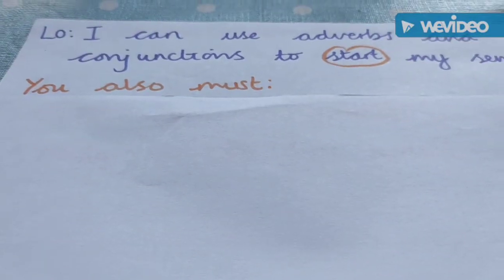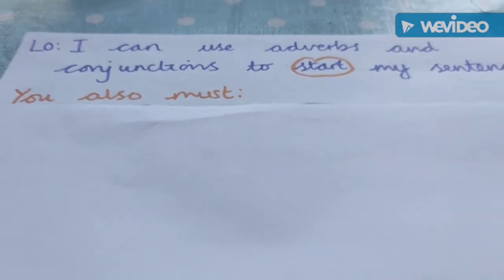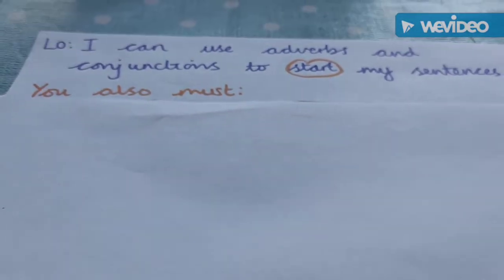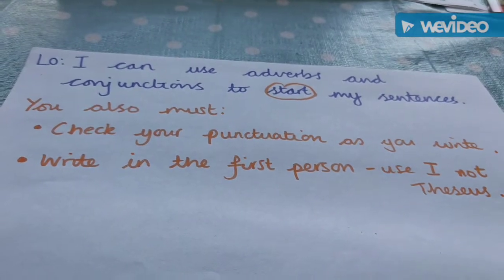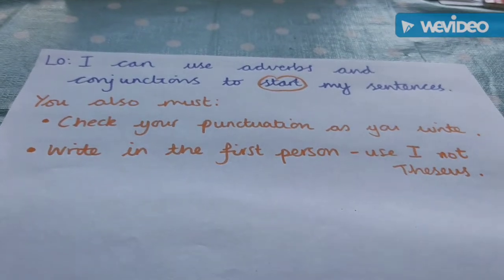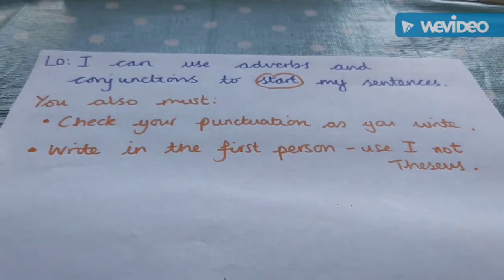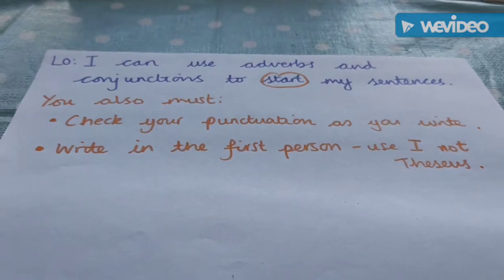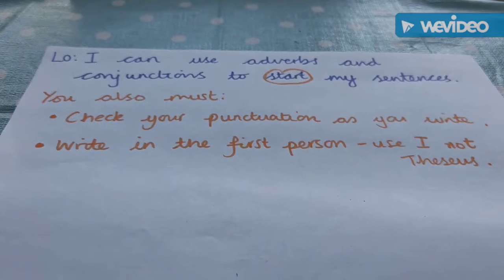So today, as you know, to meet our learning objective, we're going to be using adverbs and conjunctions at the start of our sentences. But there's a couple of other things I'd also like you to try and do. So we also must check our punctuation as we write. So make sure as you're going through, you're checking for your capital letters, full stops, any other punctuation that you need. Make sure also that you write in the first person. Remember, that means using I. You are pretending to be Theseus going into that labyrinth. So you're not using Theseus, you're using I.